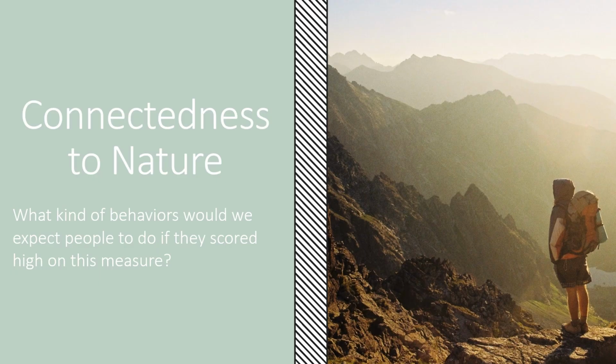So here's another example. Let's say I'm trying to measure the variable of connectedness to nature. That's my conceptual variable, and I come up with a self-report survey item measuring that, or at least purporting to measure that. In terms of criterion-related validity, what kinds of behaviors would I expect someone to do if they scored high on this measure? Right? What does somebody who is connected to nature, what kind of behaviors do they do? Well, we might expect that they do a lot of hiking, or they do a lot of camping, or maybe they go kayaking or canoeing. Maybe they do a lot of gardening, right?